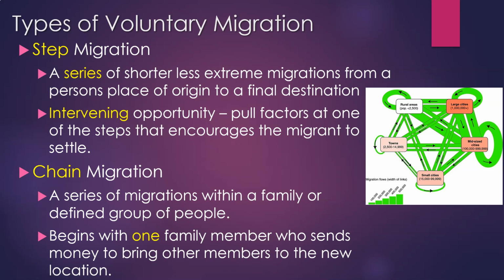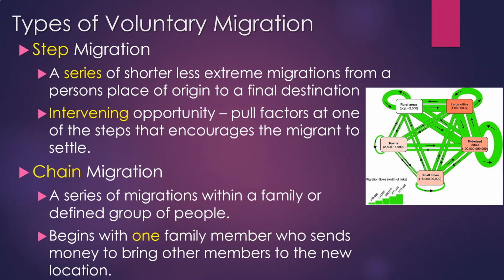All right, types of voluntary migration. These are all ones that we mentioned before. Step migration. So a series of shorter, less extreme migrations from a person's place of origin to a final destination. So they may go to an intermediate spot for a period of time and then move on from there. An intervening opportunity. Oftentimes they may plan on going to a place much further away, but something happens, a job comes up, an opportunity, a place to live that intervenes and encourages the migrant to settle in a place that may not be his final destination.